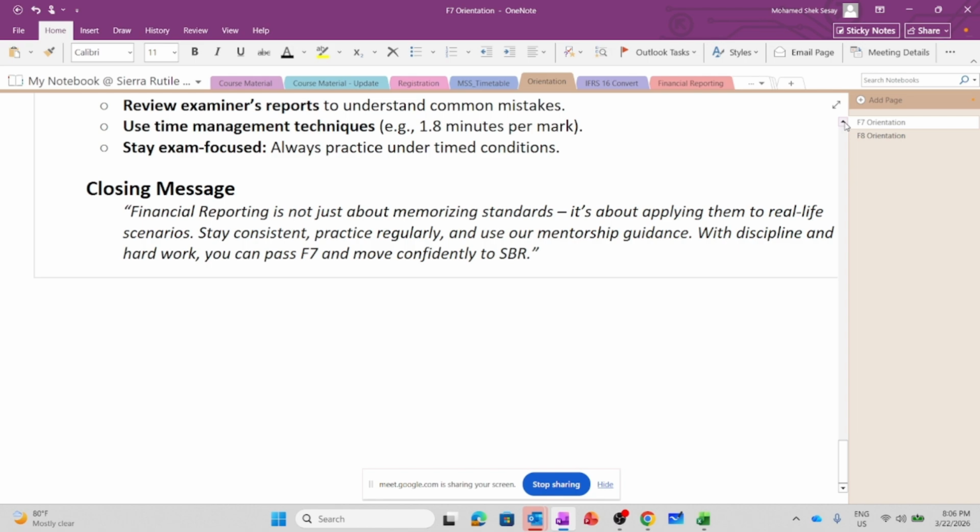So you need to stay consistent. You need to practice regularly. Very important for the examination. Regular practice is important. And also, you need to ask questions whenever you have a challenge in your studying. Then also, with discipline and hard work, to be frank, you're going to pass your financial reporting.